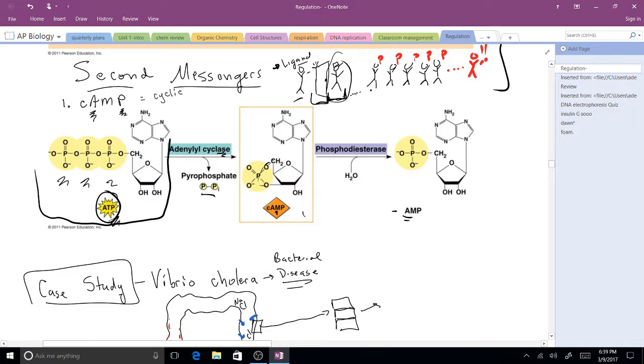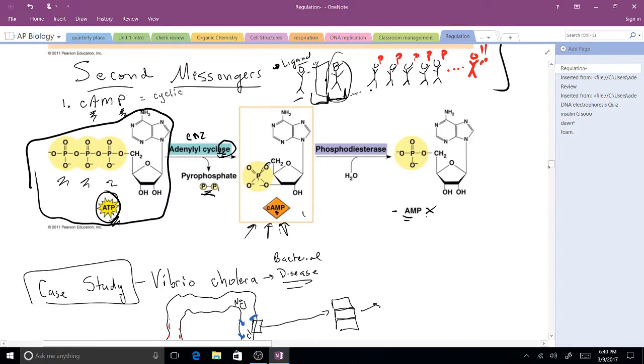Here's our ATP, and ATP can be converted through an enzyme. Here's our enzyme, adenylyl cyclase. That's going to break down ATP. It's going to strip off two phosphates, and then we're going to have cyclic AMP right here. Now, you can then remove an oxygen and you can have AMP, but that's not going to work. We want that cyclic AMP.